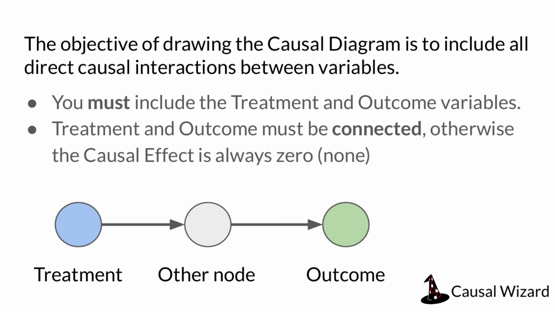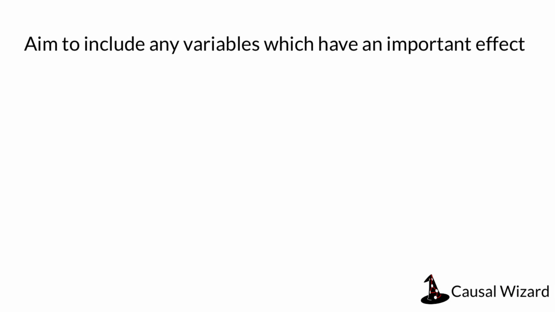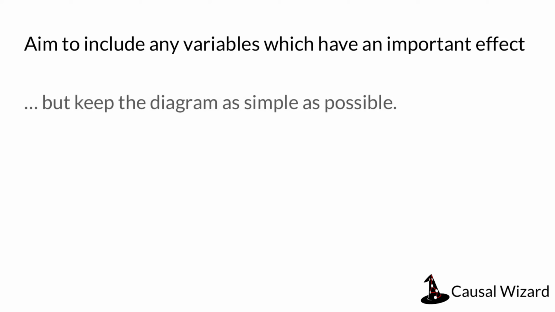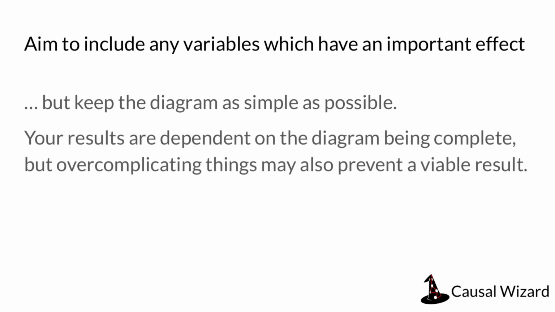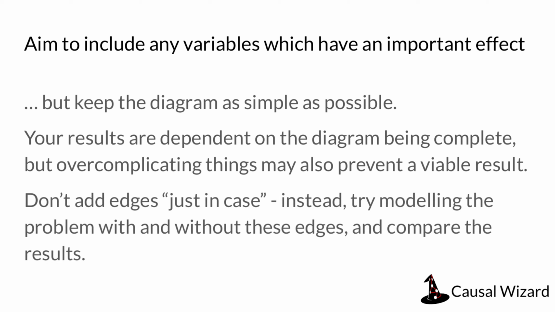The treatment and outcome variables must be connected, otherwise the causal effect is guaranteed to be zero, none. You should aim to include any variables which may have an important effect, but try to keep the diagram as simple as possible. Your results are dependent on the diagram being complete, but overcomplicating things may also prevent a viable result. Don't add edges just in case. Try modeling the problem with, and without these edges, and compare the results.